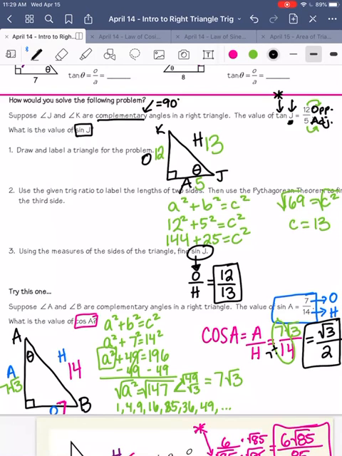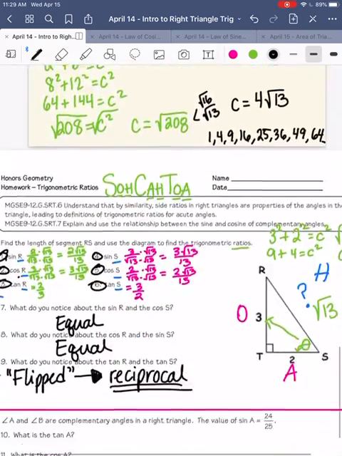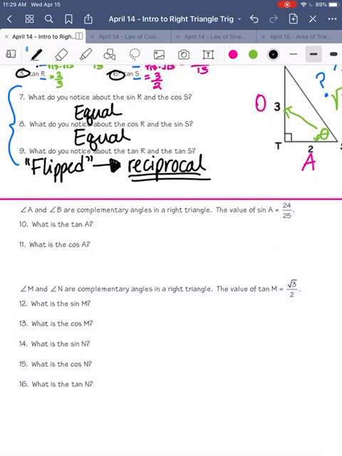So drawing the picture is so important. Labeling the sides is the next most important, and then finding the third missing side using the Pythagorean theorem is the next step. Okay? All right, so you have 2 to try here.